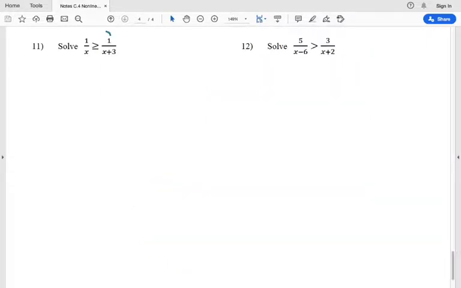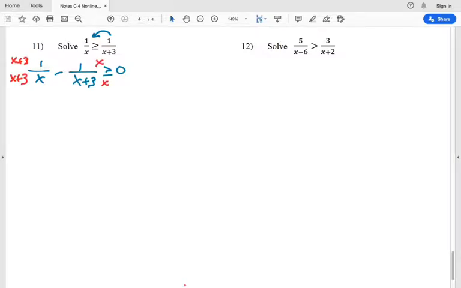Okay, on this one, you have to have 0 on one side, so I need to move that other fraction on the right over. So 1 over x minus 1 over x plus 3 is greater than or equal to 0. I need a common denominator. So I'm going to multiply this fraction by x plus 3 over x plus 3, and I'm going to multiply this one by x over x.